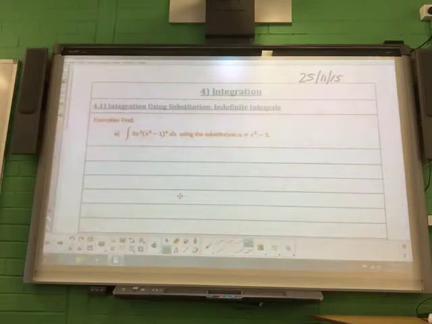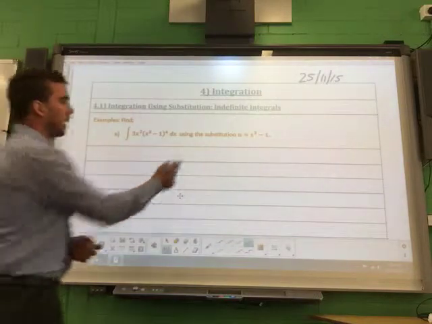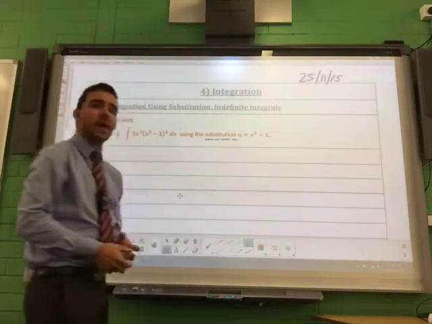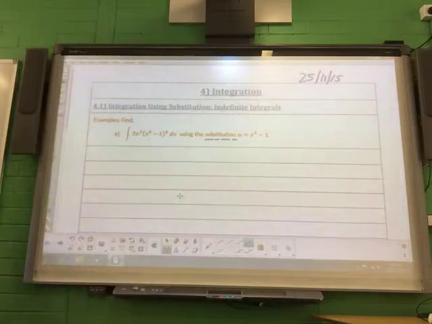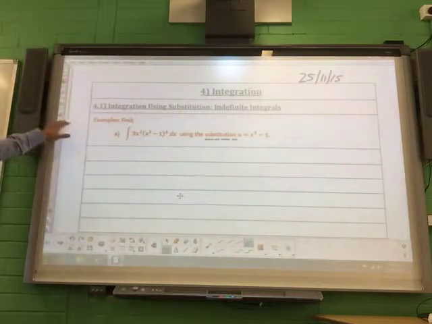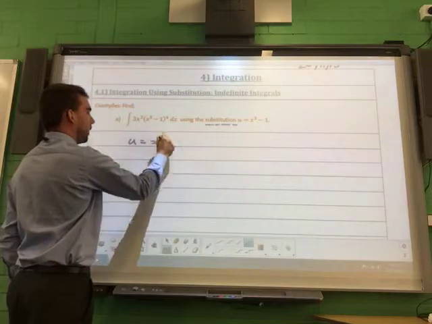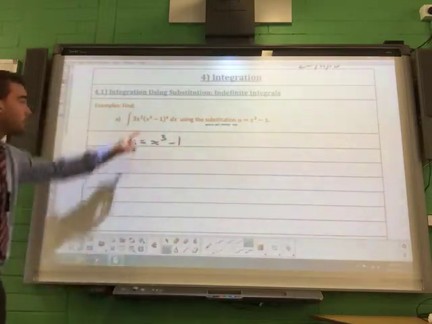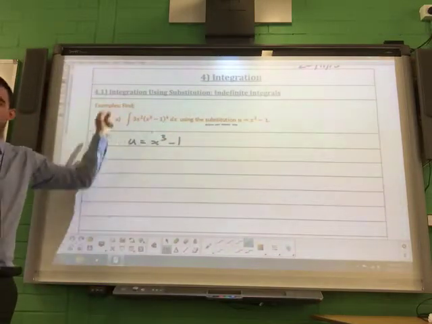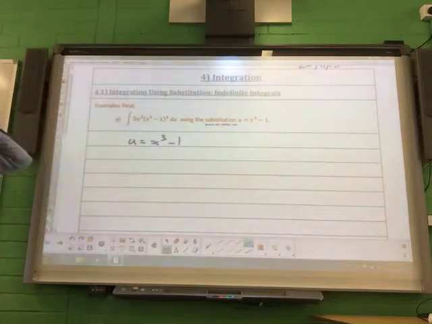When we make a substitution, often it reduces the work. Now, in your syllabus, it says that they will give you the substitution. So they will tell you what you need to make the substitution for, so that will help you guys. So, if u is x cubed take away 1, and that will be some part of the function that you need to integrate.